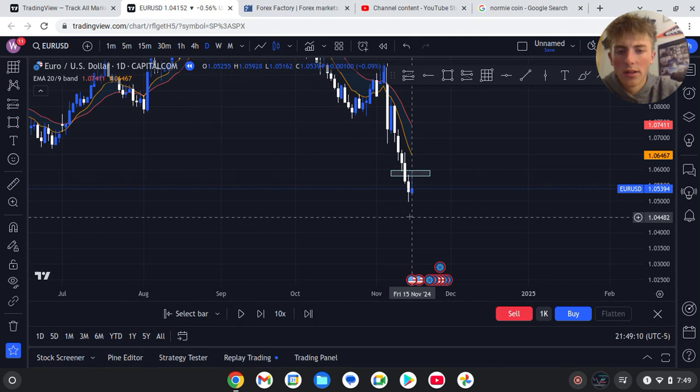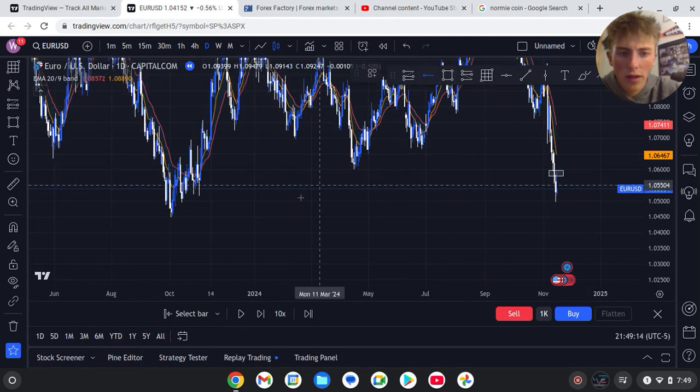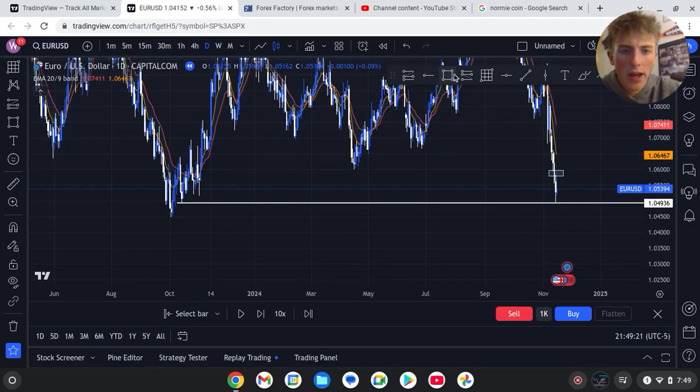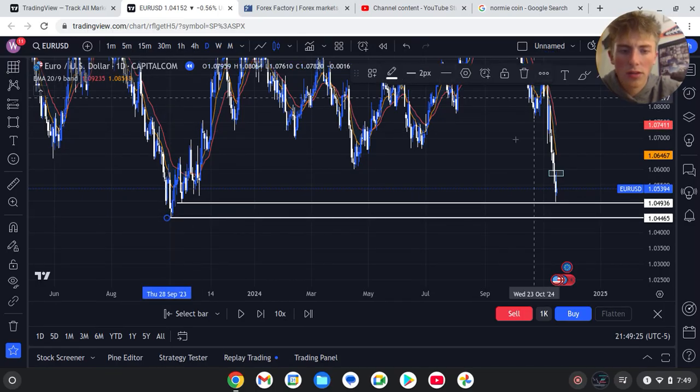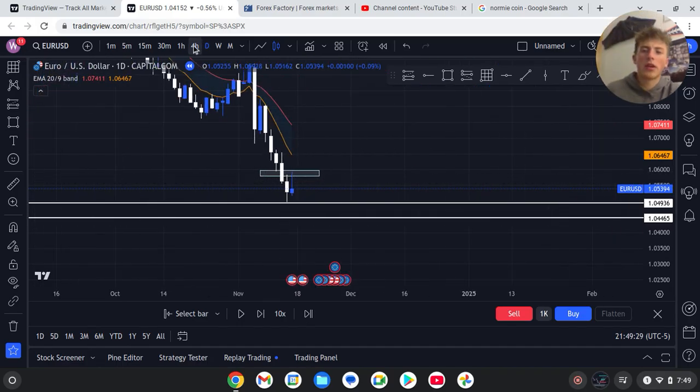Looking over here, there's also a bunch of daily liquidity right here, and daily liquidity right here. So those are probably our targets. That's on the daily. Then we go to the 4 hour.